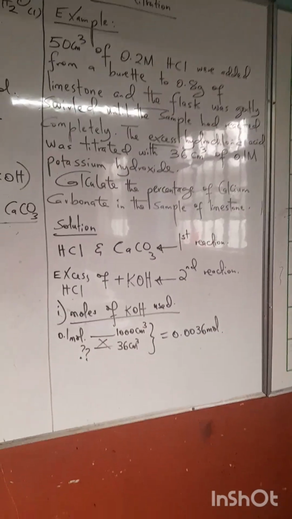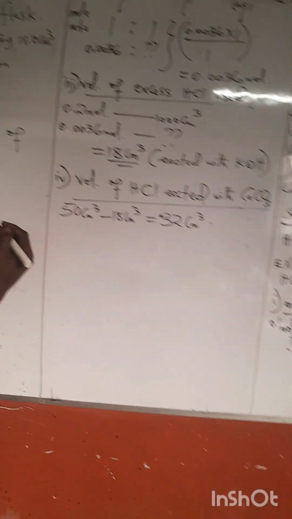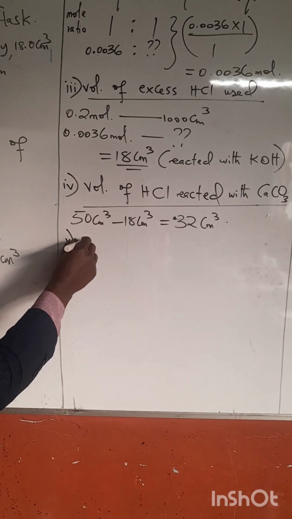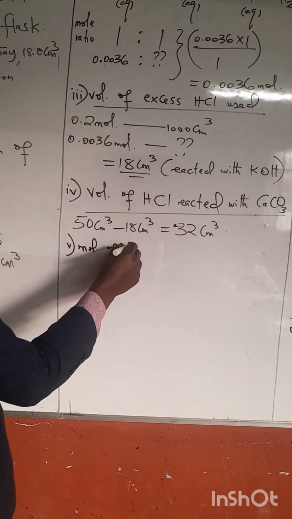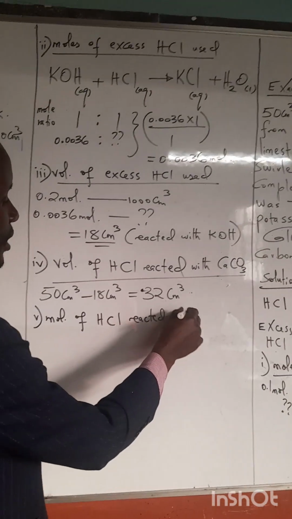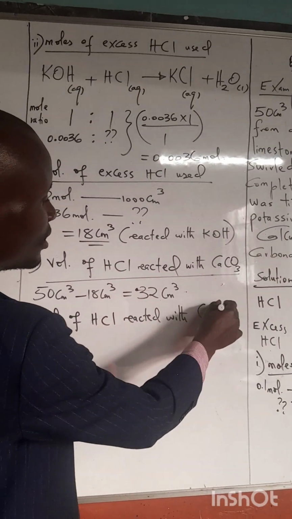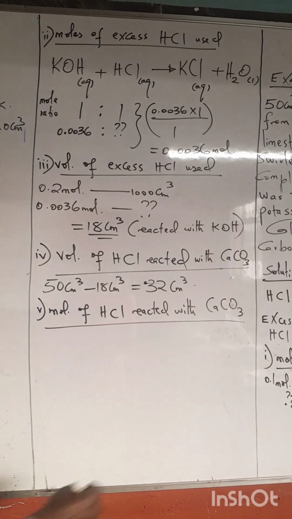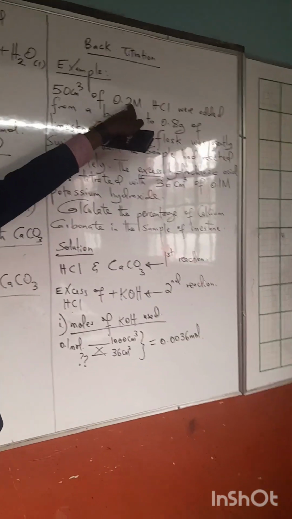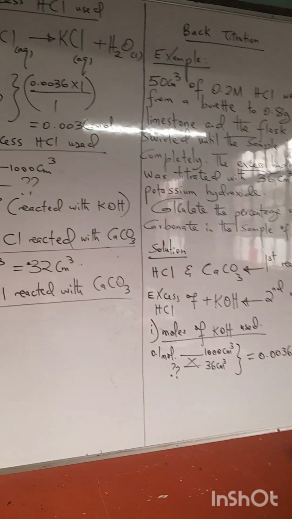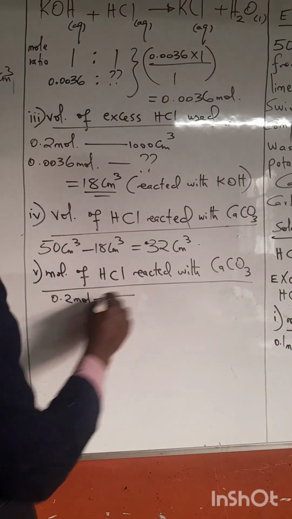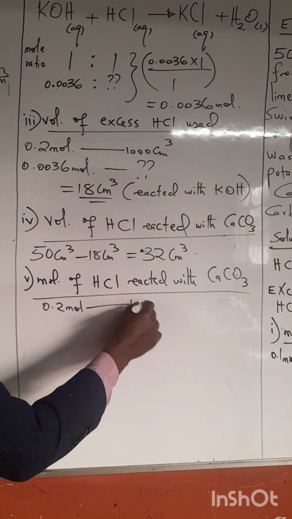Let us write, before an equation, we can even find moles. We can find moles of HCl reacted with calcium carbonate. Can we get that? By saying 0.2 moles per liter. Okay? 0.2 moles per liter means 0.2 moles are in 1 liter.